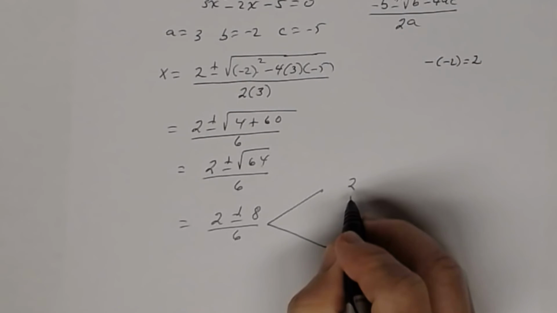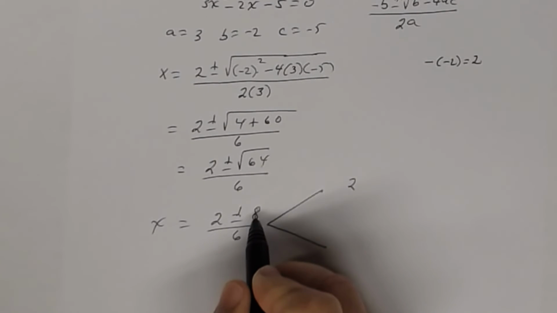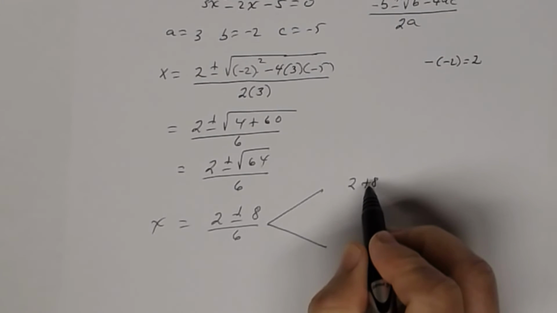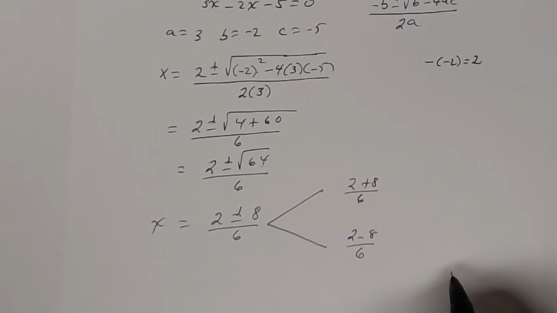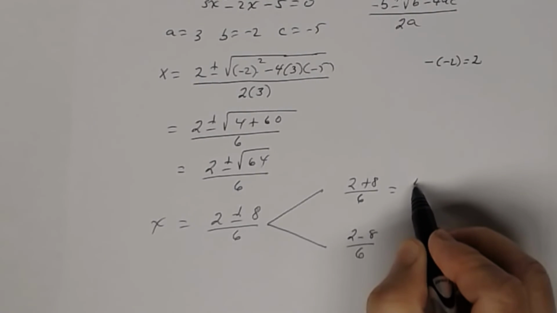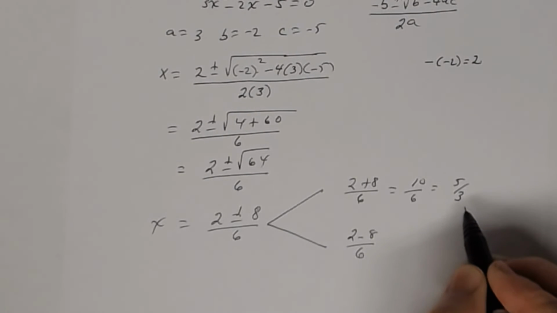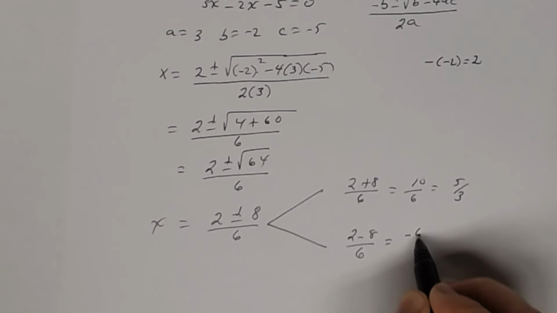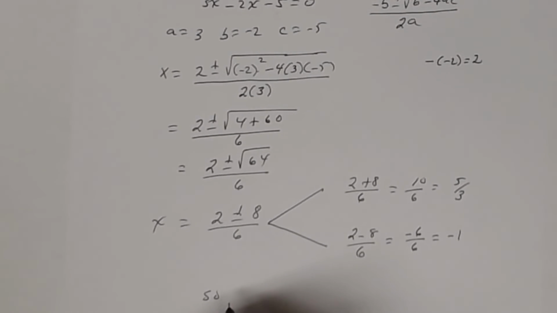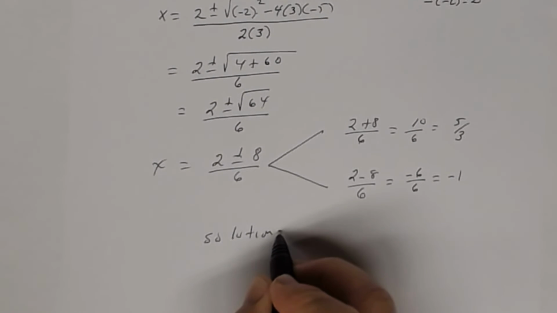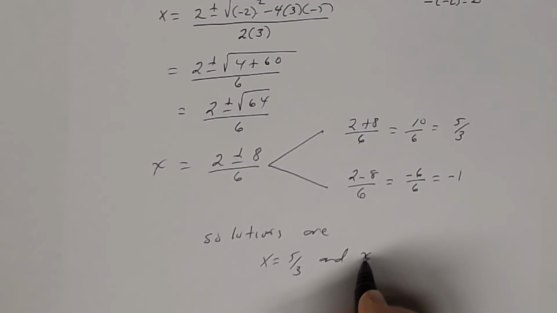And so remember, x is going to equal 2. So this numerator says 2 plus 8, 2 minus 8. So we get 2 plus 8 divided by 6, and then 2 minus 8 divided by 6. And then simplifying this one, 2 plus 8 is 10, so I get 10/6, which reduced is 5/3. And over here, I get 2 minus 8, which is a negative 6, which reduces to negative 1. And so your solutions, there are two of them, x equals 5/3 and x equals negative 1.